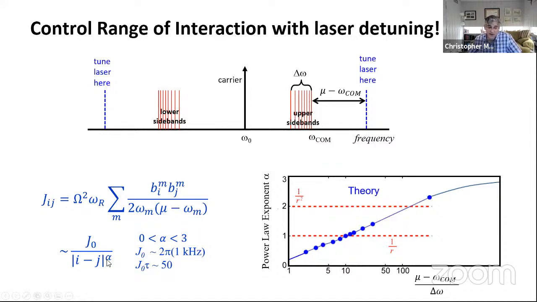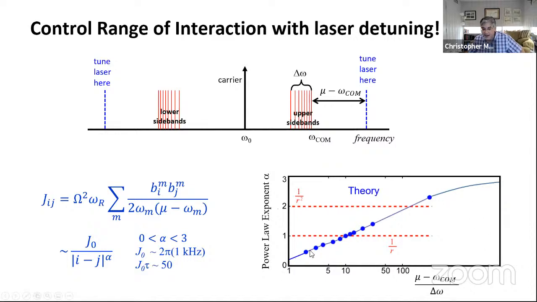And in practice, it's also very hard to get alpha equal to 0 in all-to-all coupling, because if you're tuned so close to the sidebands, then you're making phonons. You're violating the approximation that the detuning from the modes is much bigger than the Rabi frequency of these sidebands. So what we're plotting here is the theoretical power law exponent of the Ising coupling versus the detuning. It's a log-log plot, and you can see that we have some control of this alpha from uniform to 1/r cubed by this tuning.